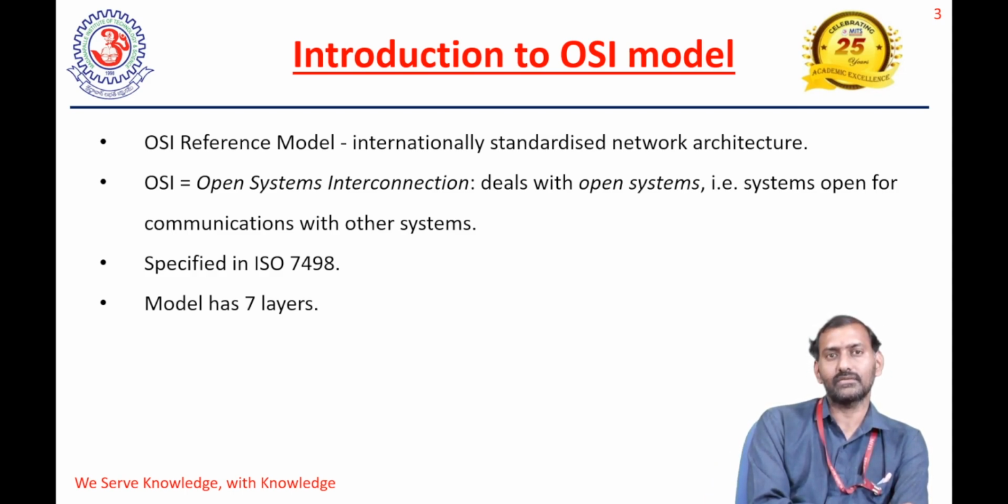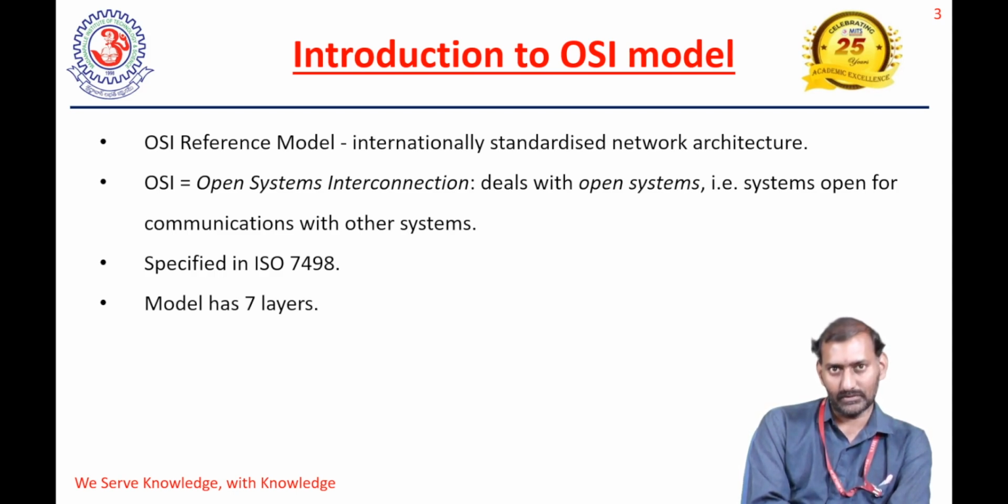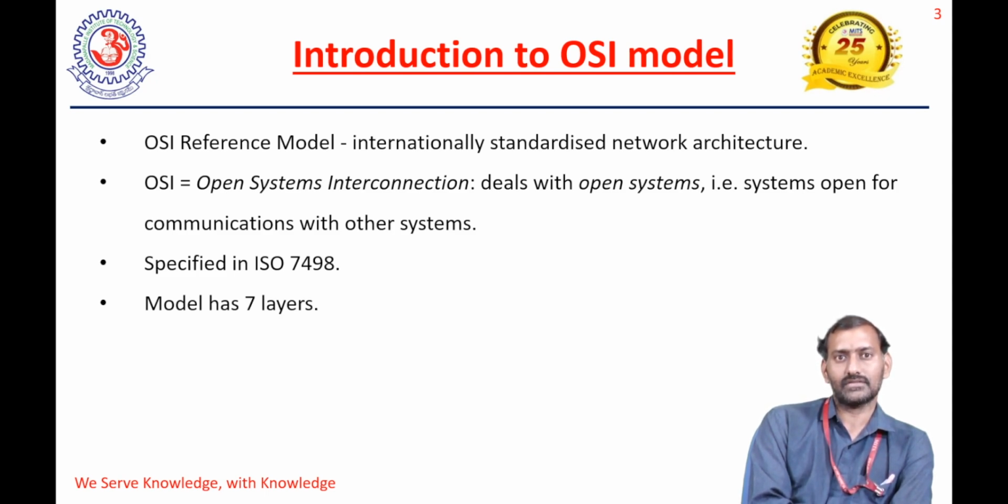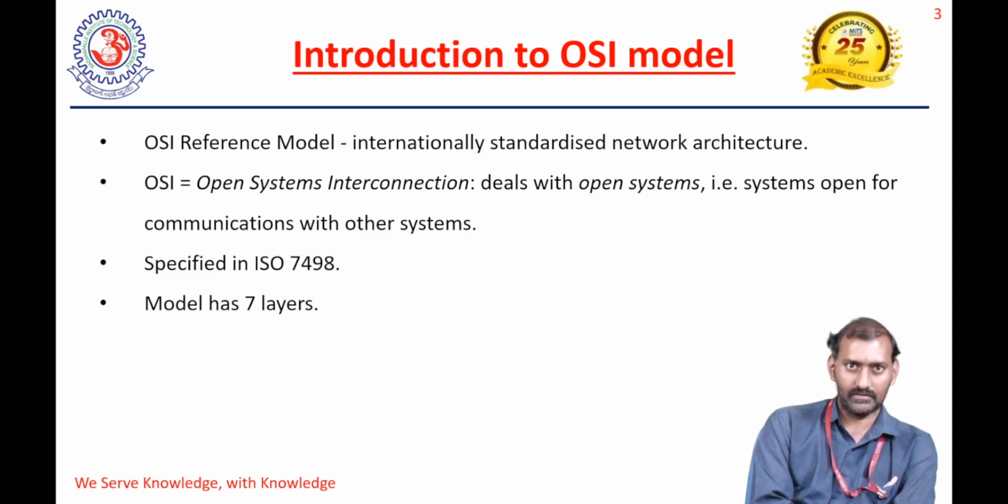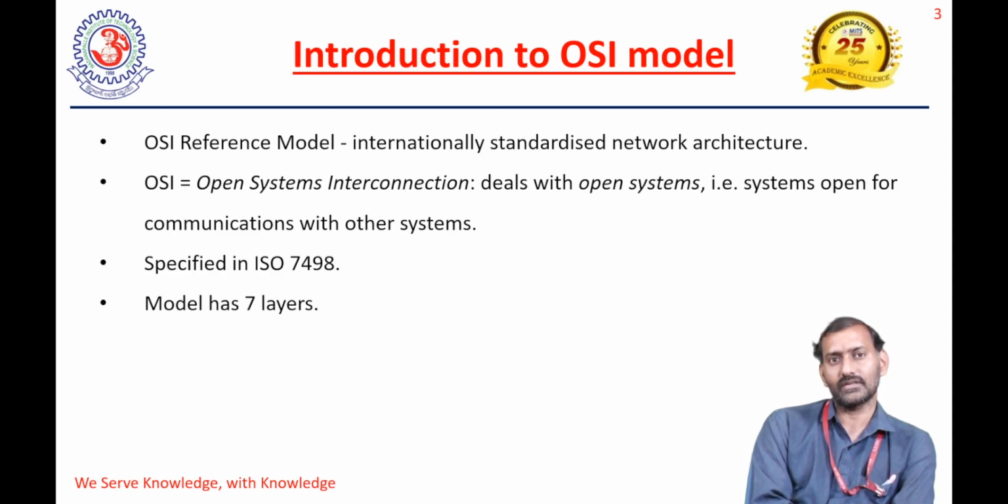Before that, we'll first see how the diagram or the architecture of the OSI model looks. This is the architecture in this diagram. First layer is the physical layer, second is the data link layer, third is the network layer, fourth is the transport layer, fifth is the session layer, sixth is the presentation layer, and seventh is the application layer. One important thing you should note is that the layer numbering goes from bottom to top. That means the physical layer is 1 and the application layer is 7.